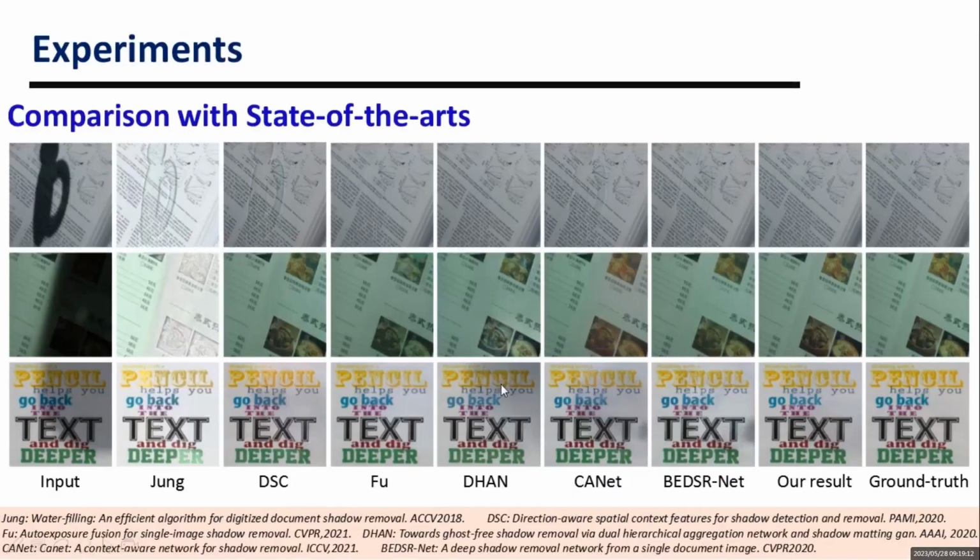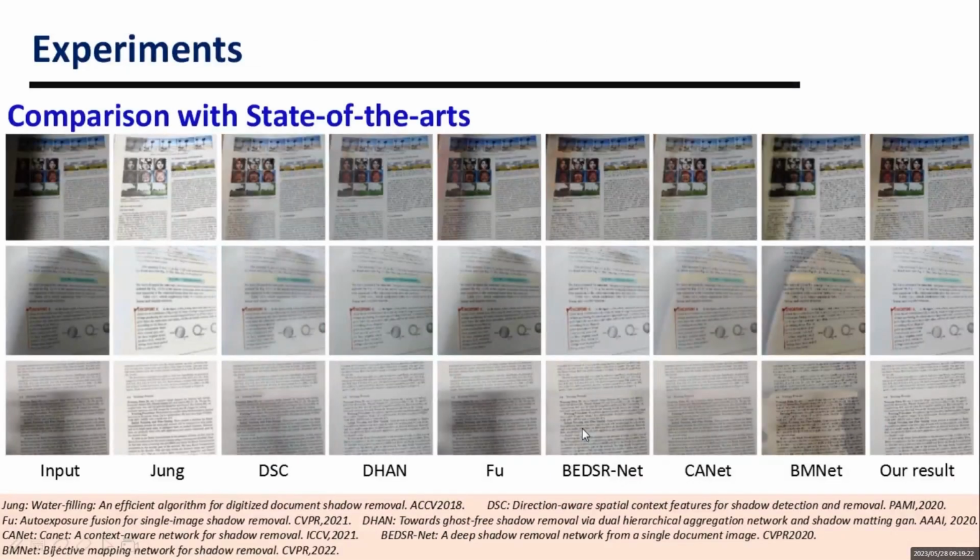This page provides some visual comparison results. From these results, we can see that our results are similar to the ground truth. Here's another set of comparison results. From these results, we can see that results recovered by our method look more natural and have few artifacts.